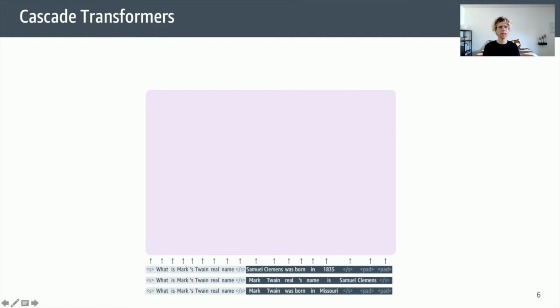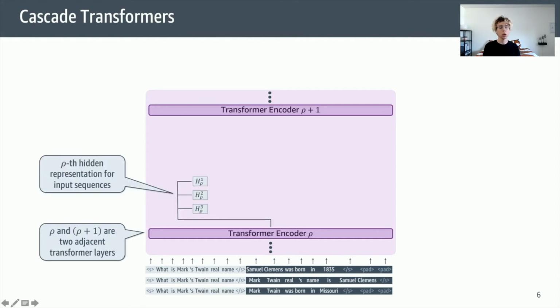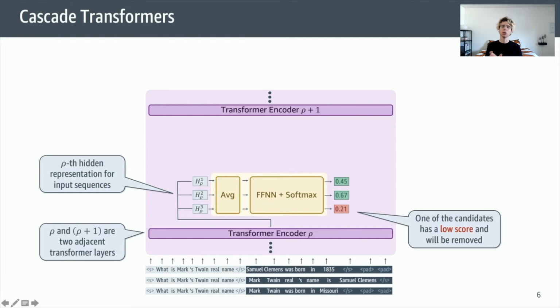So let's look at how a Cascade Transformer works in practice. Here I have the same example that I've shown you before. And in particular, we're going to look at how the Cascade Transformer model works between 2 adjacent layers. Now we are using the lower layer here to produce hidden representation for the 3 input sequences. And then we use a trained partial classifier on these input sequences to obtain an initial scoring of our candidates.